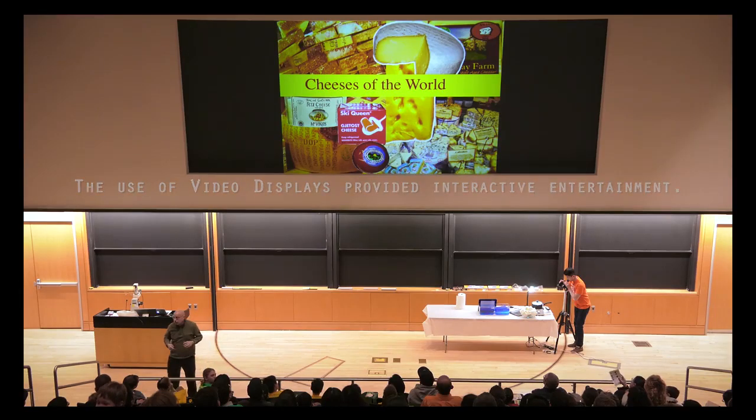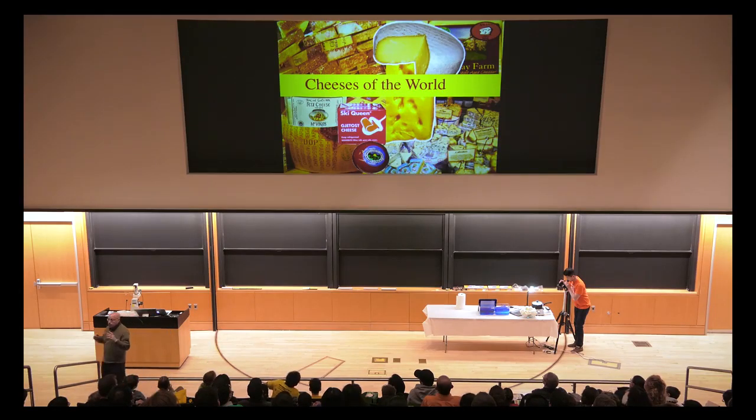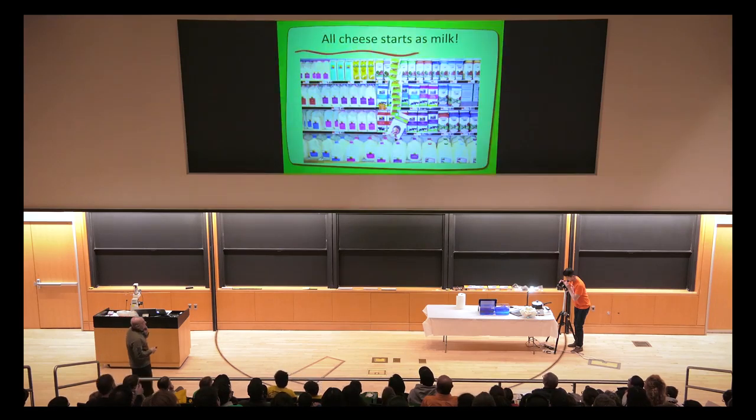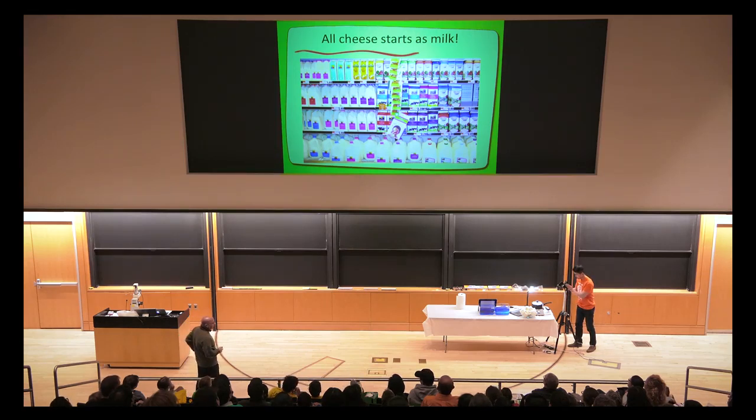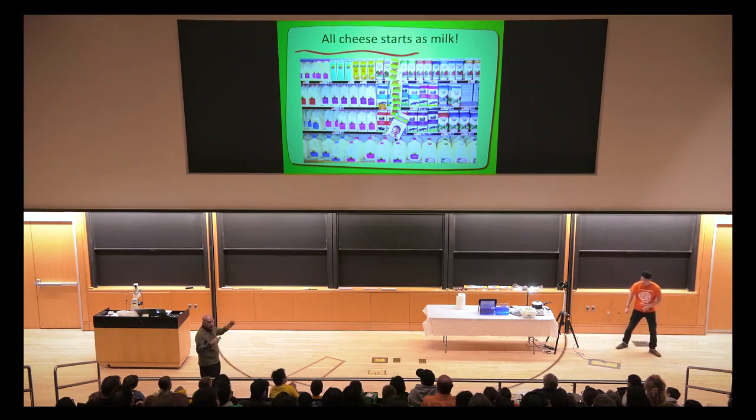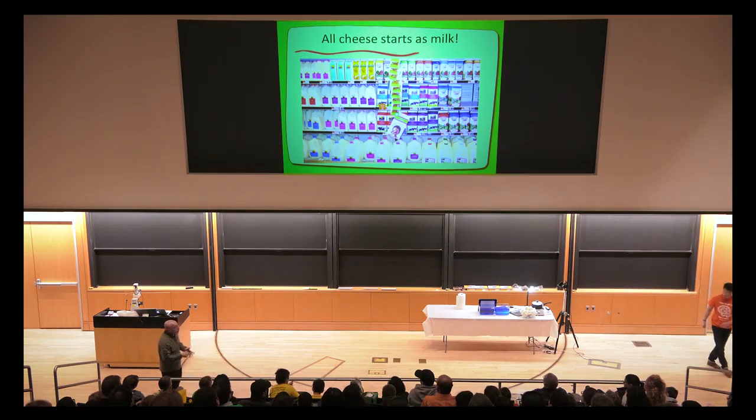Cheese in the world comes from milk. Okay, so every kind of cheese in the world comes from milk, and you know, you can go to the supermarket and see many different kinds of milk. So we're going to do an experiment with whole milk, because whole milk has a lot of fat, which is the thing you want in cheese.